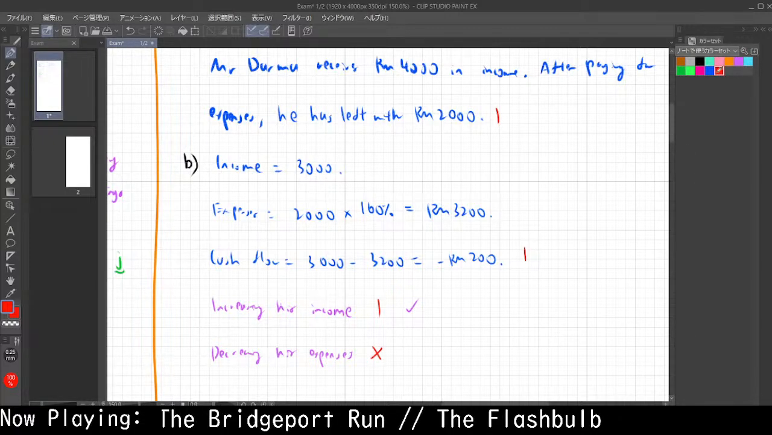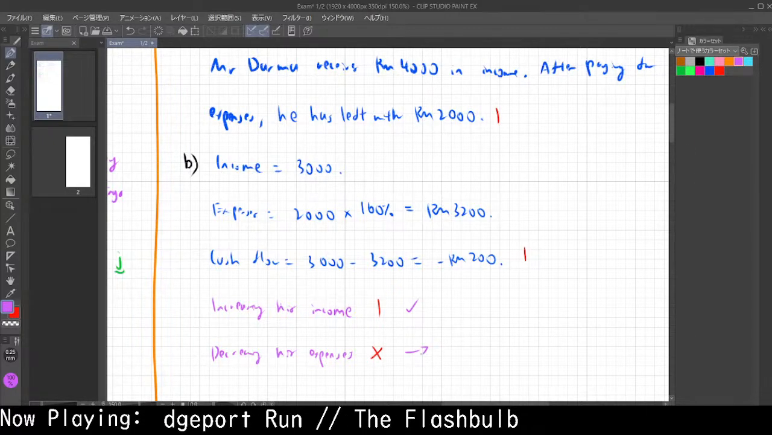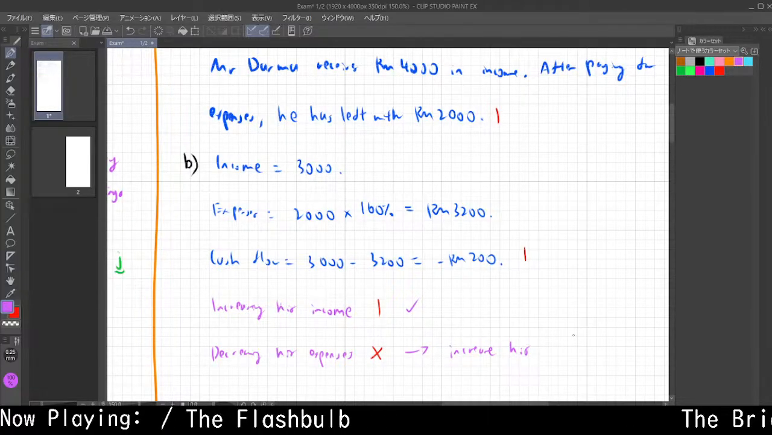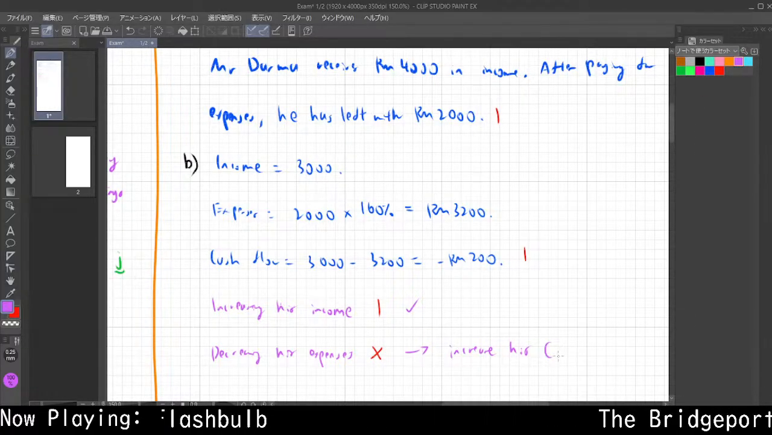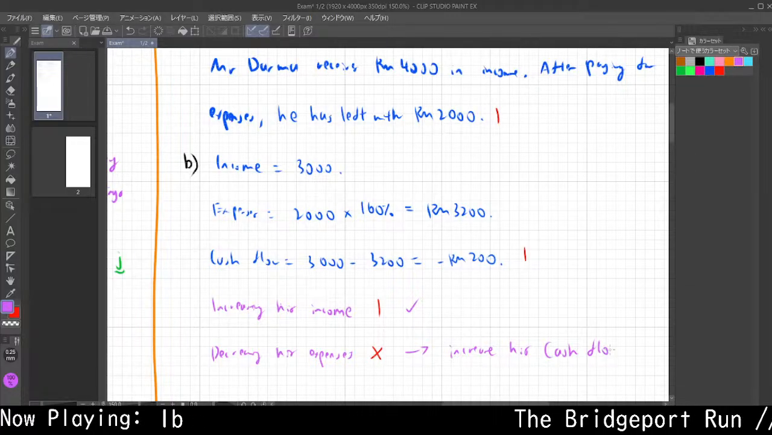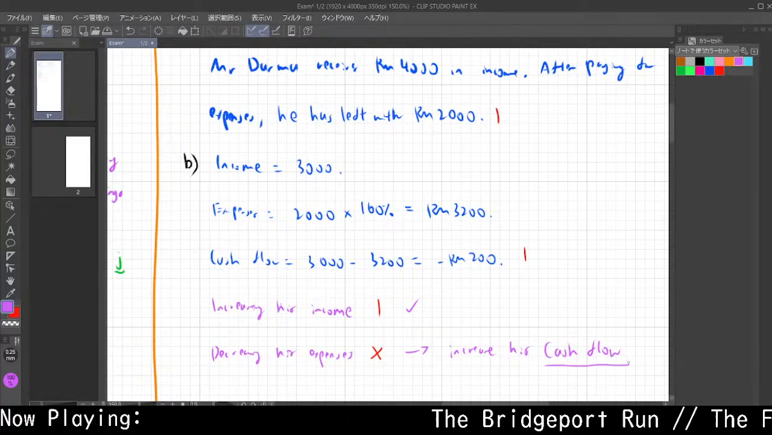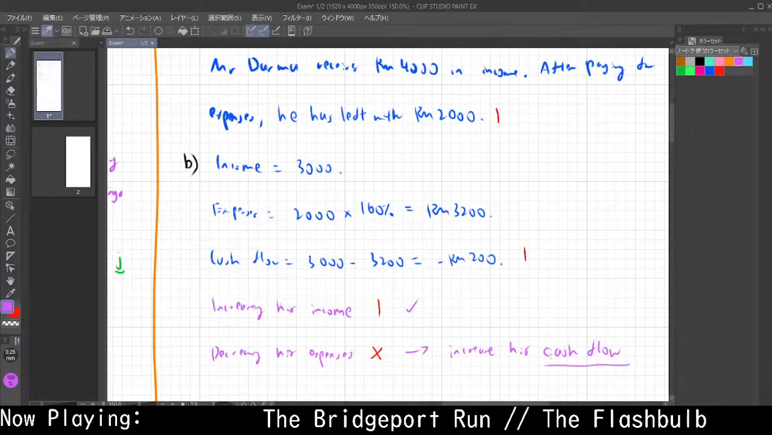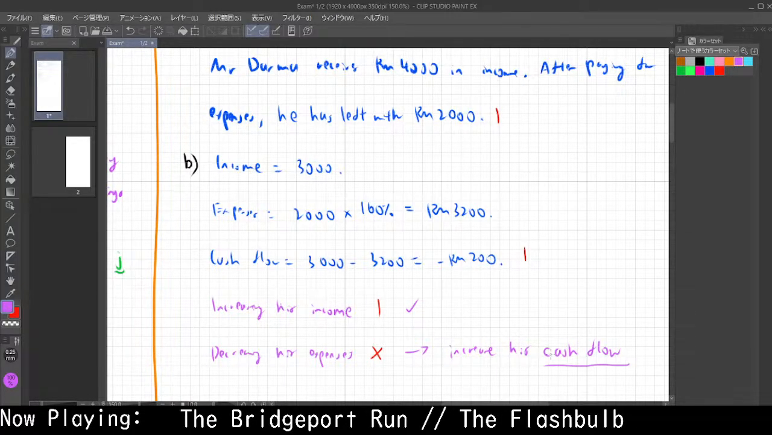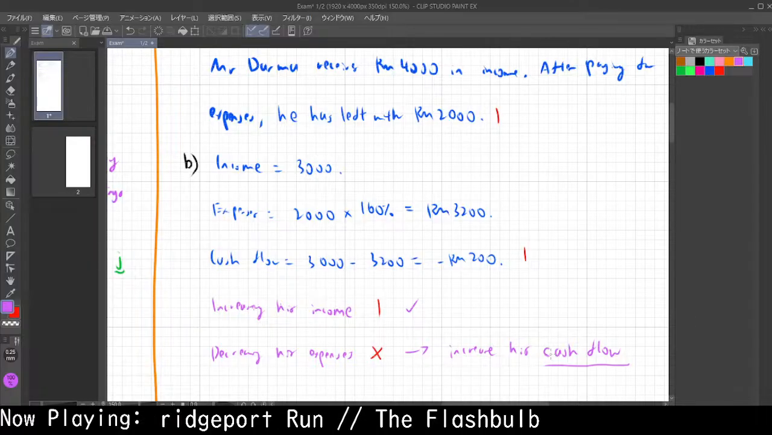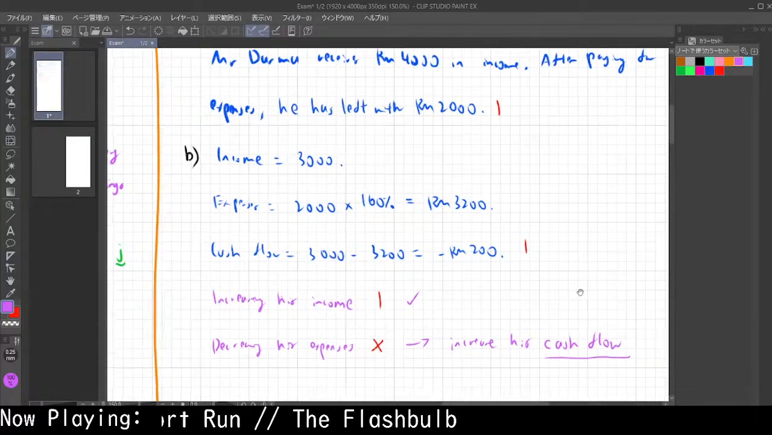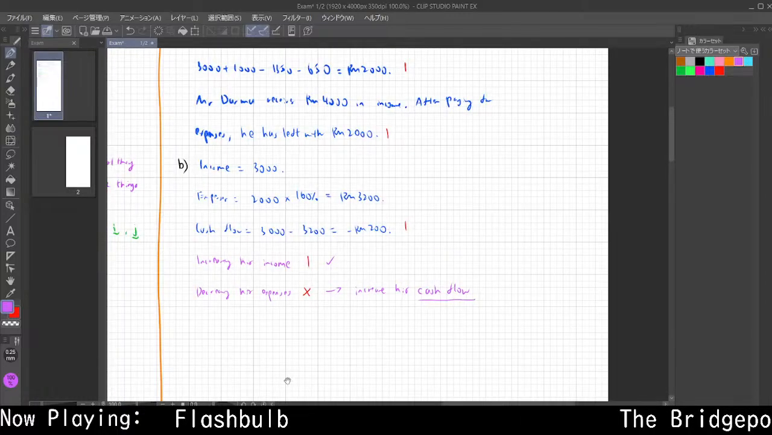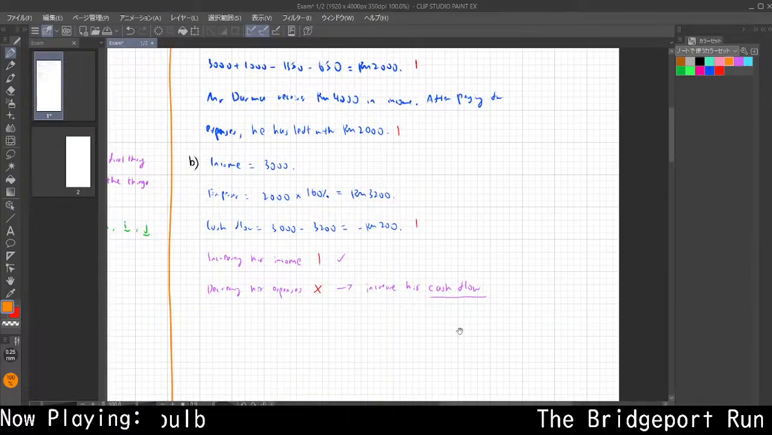This would fit if the question says you want to increase his cash flow. If the question says you want to increase his cash flow, then decreasing his expenses is obviously a way to increase his cash flow. But if the question wants earned income only, therefore this is not accepted. Okay, next.